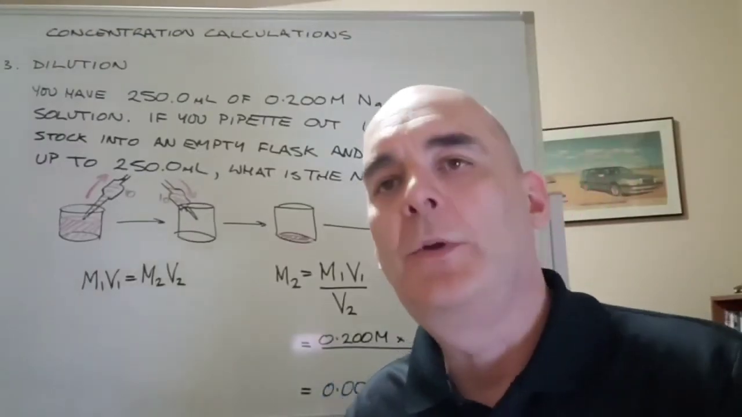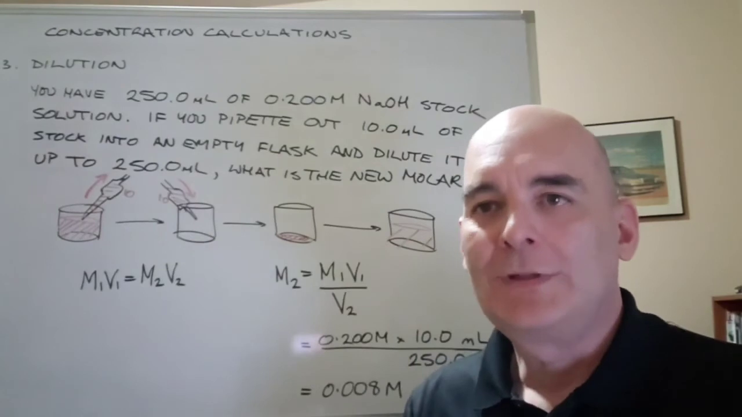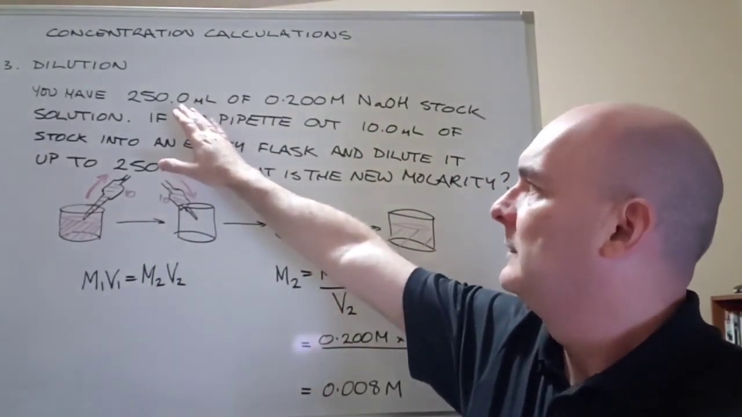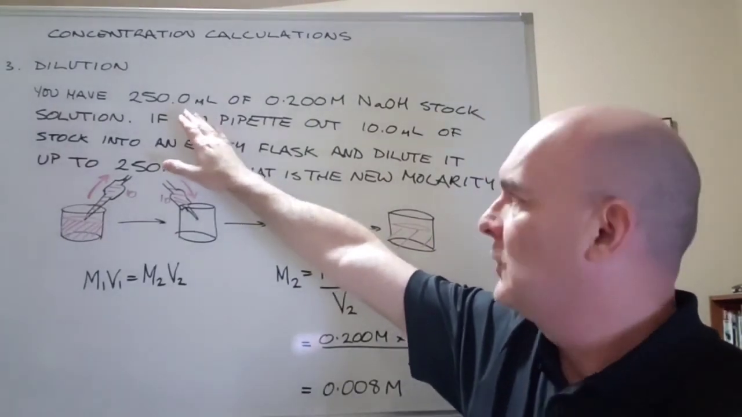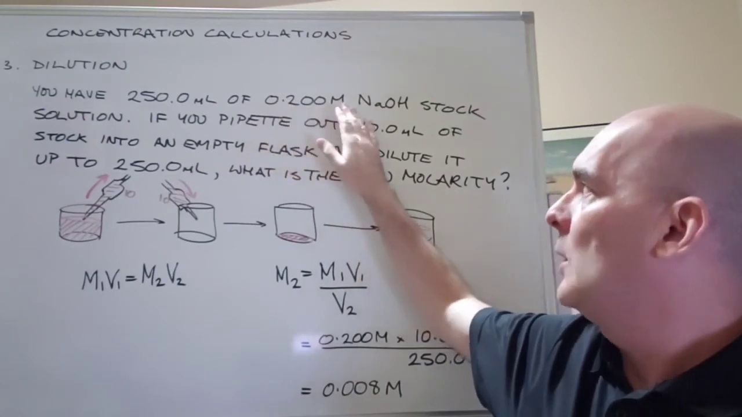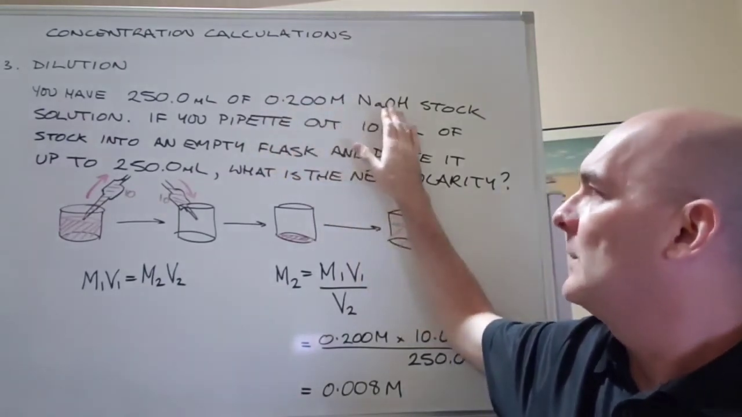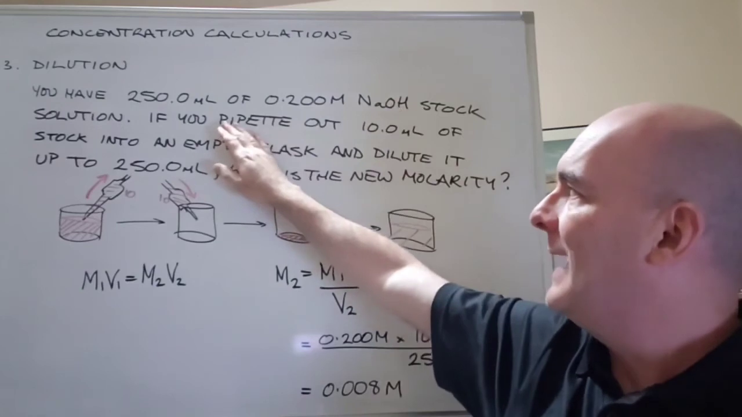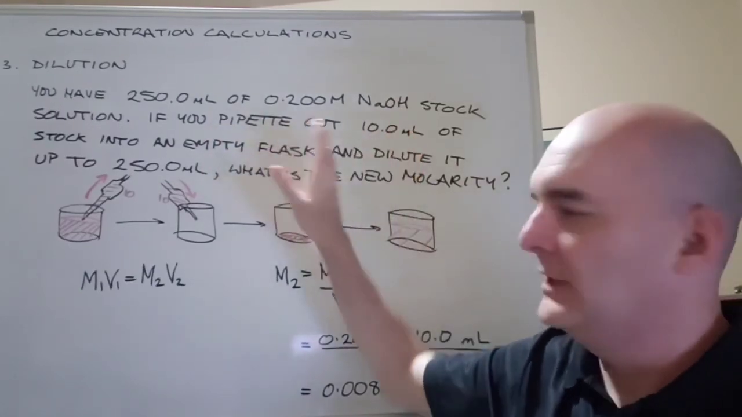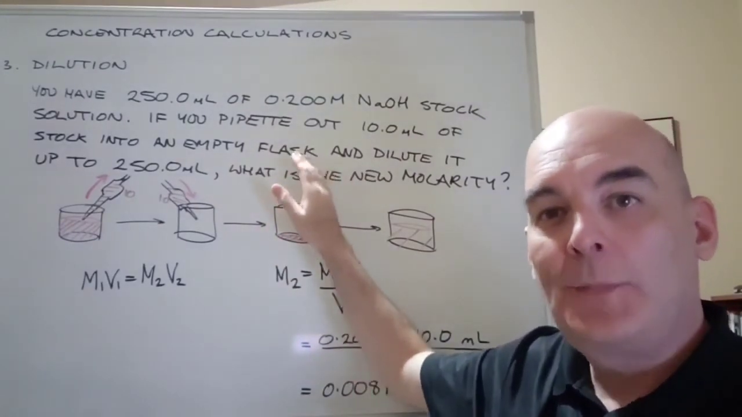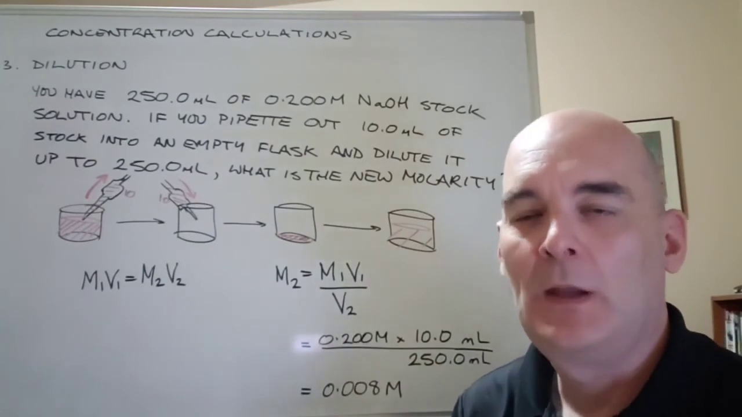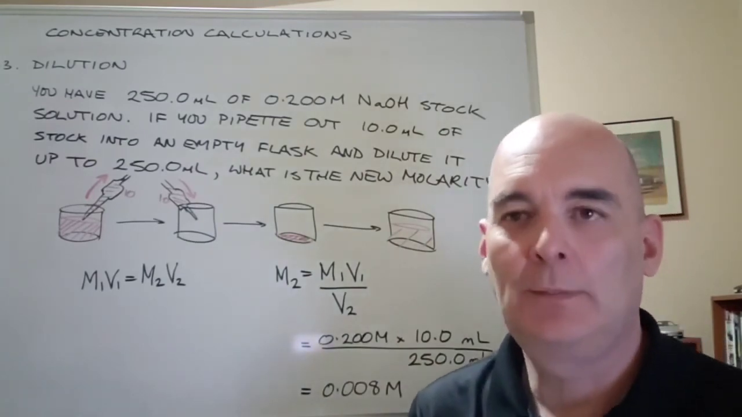Here's another common calculation. We're going to do a dilution. If you have a stock solution, 250 milliliters of 0.200 molar solution of sodium hydroxide, and you pipette out 10 milliliters of that stock solution into an empty flask, and then you top that flask up to 250 milliliters, what is the new molarity?